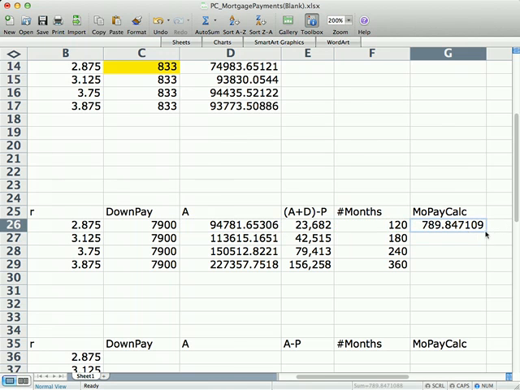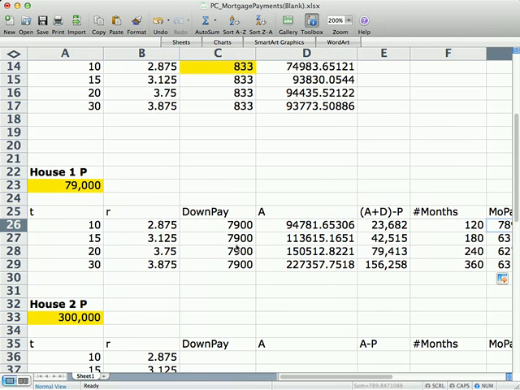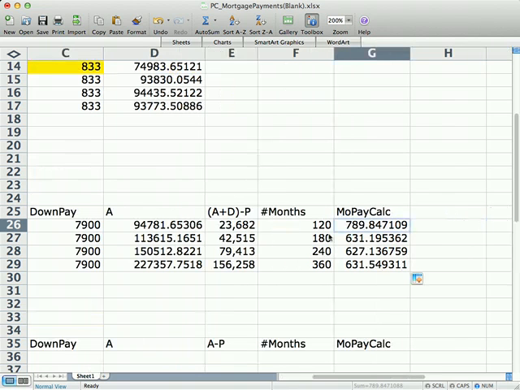And it turns out it's not that bad, right? So $789 a month for a $79,000 house with a down payment of that amount over 10 years. So is monthly pay calc A divided by the number of months? Yep. So that's just what you're having to pay the bank every month for them being so generous in buying your house for you.